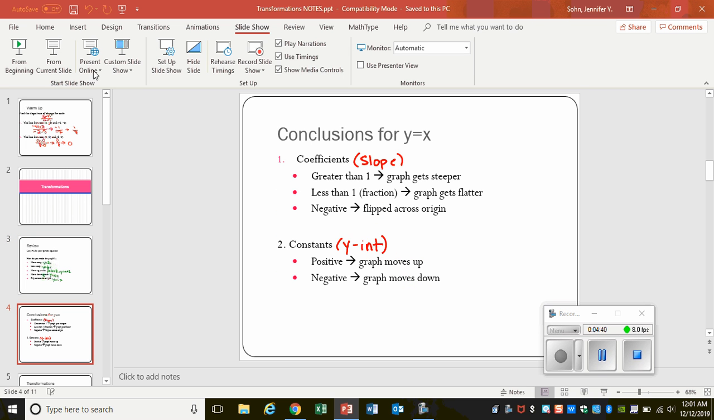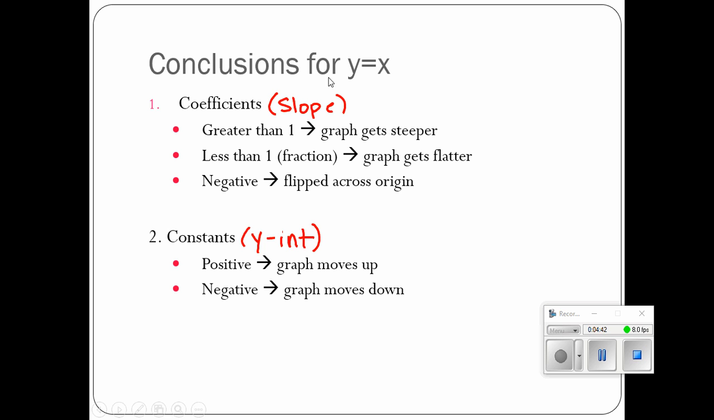So in conclusion, we're going to say that for y equals x, the coefficient is the 1, the slope. If it's greater than 1, the graph gets steeper. If it's less than 1, which is a fraction, the graph gets flatter. If it's negative, so if they're on opposite sides, positive and negative, you flip across the origin. So you're changing the slope. But if I change the constant, which is the y-intercept, if it's positive, the graph goes up. If it's negative, the graph goes down. Can you write slope and y-intercept here in your notes?